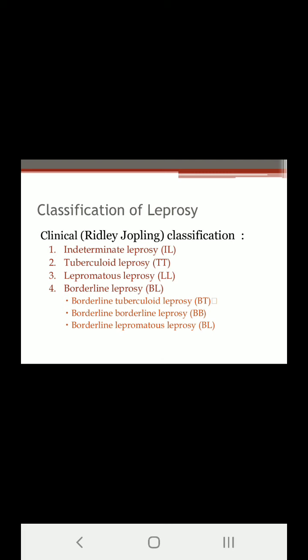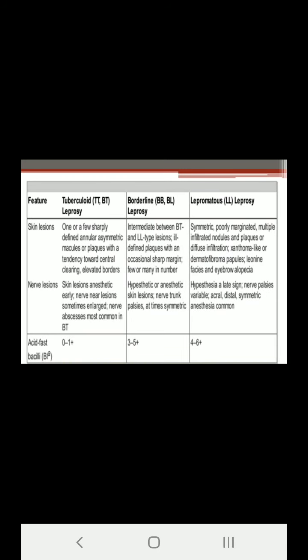Now the Ridley-Jopling classification is more commonly followed. You have indeterminate leprosy, tuberculoid leprosy, lepromatous leprosy, and borderline leprosy. Borderline leprosy is also of 3 types: borderline tuberculoid, borderline, and borderline lepromatous. This is a differentiation chart that shows you the difference between the skin and nerve lesions. Most important for you to understand is that tuberculoid or borderline tuberculoid is at the lowest end of the spectrum, that is, least infectious. In the middle you have borderline and borderline lepromatous.